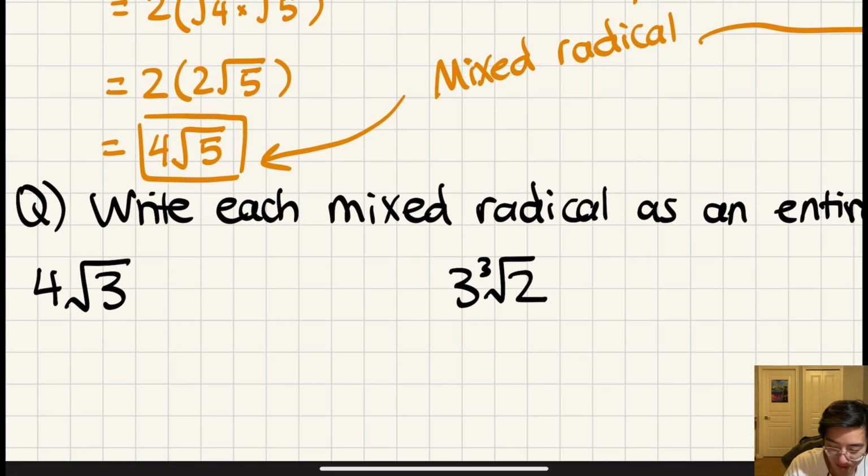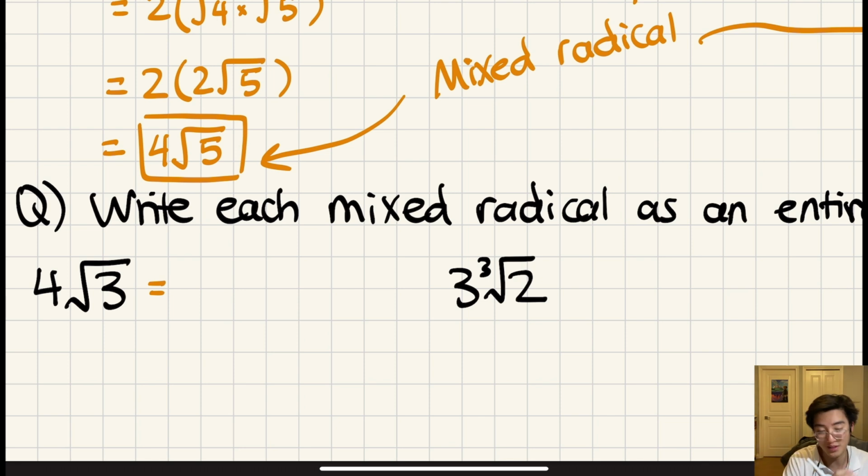So we have the first question here, 4 times the square root of 3. Because it's a square root, we know that the 4 would have been squared in the first place to get to that point. Which means that in order to convert it back, we just square the 4.